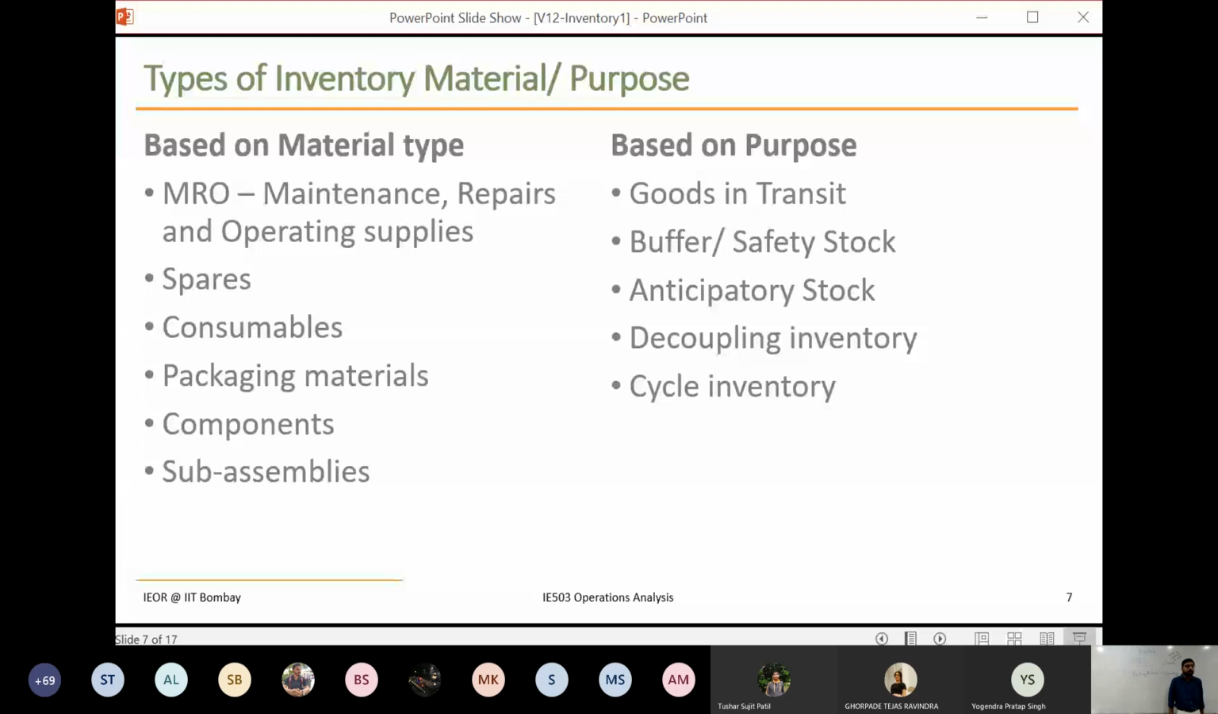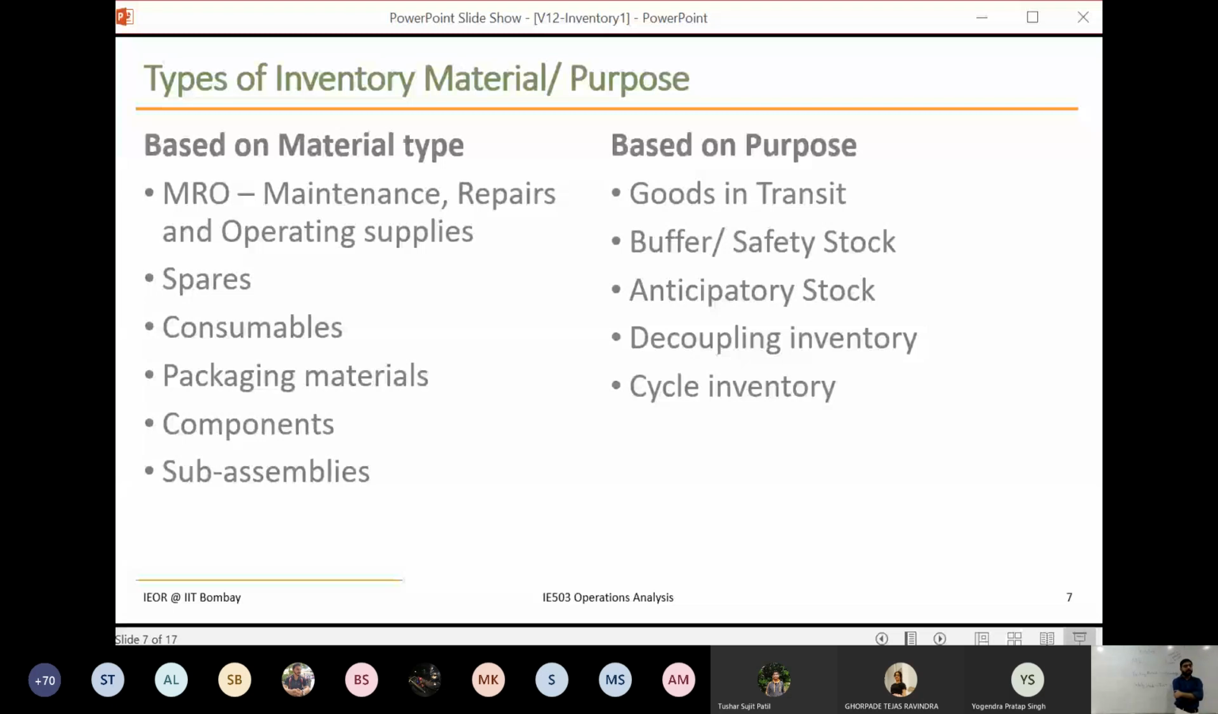Buffer and safety stock are inventory used to guard against uncertainties. So I have some base demand, but just to be sure, I keep some extra inventory just in case. The safety stock is nothing but just-in-case inventory. So all of this is broadly called safety stock.